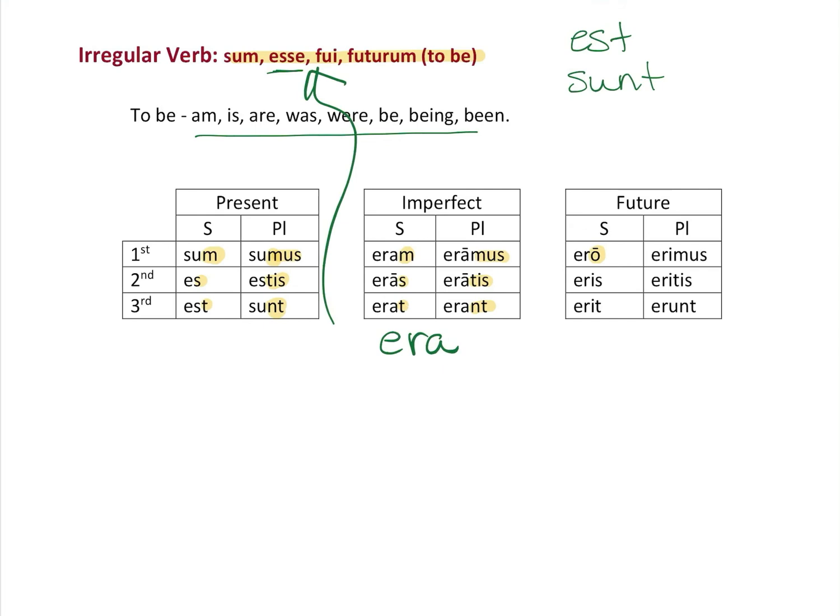So again, in the future, it's ero, eris, erit, erimus, eritis, erunt. So you can see all of those. Those fit the pattern a little bit more, just like the imperfect. The presents are the weirdest, and you're going to have to learn all of those. But get those down in your chart books, and then you'll be ready to go.